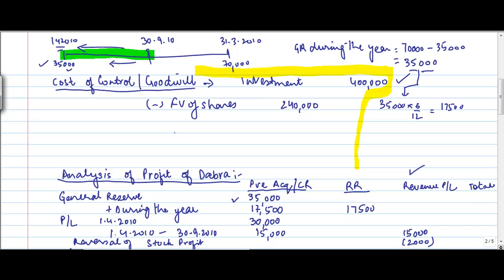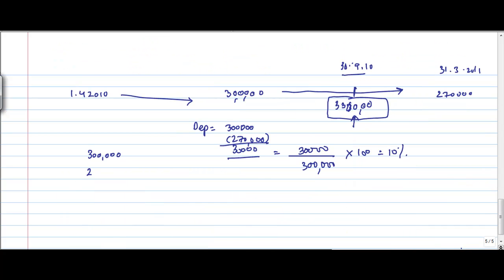So basically, goodwill is what? It's the investment less what I received. So if I received certain profits by way of an increased value of the plant and machinery, even that has to be reduced. So if, assuming I would have applied 10% depreciation, what would have been the value of the plant and machinery on 30/9/2010? So my 3 lakh is the value.